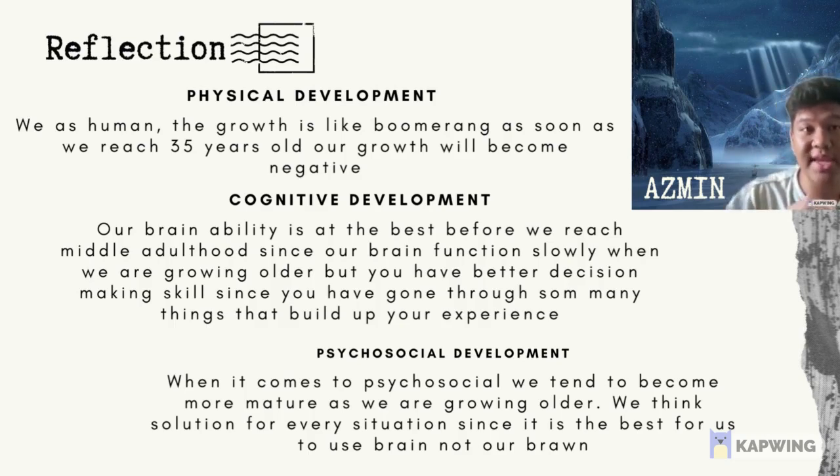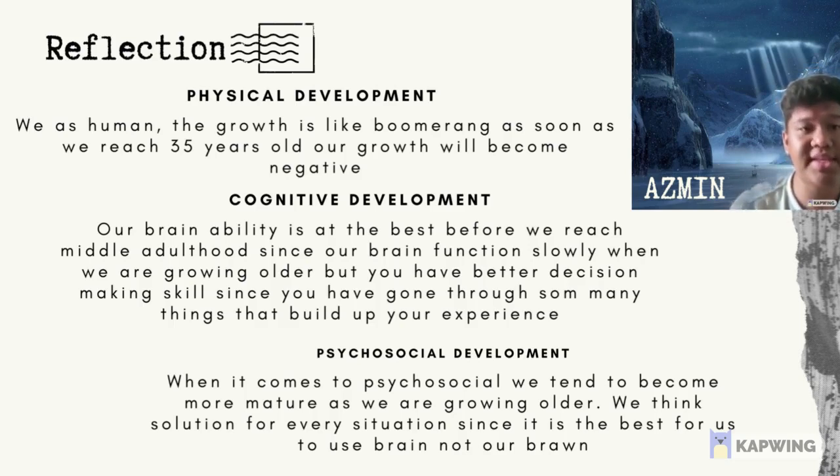our body will tend to become bigger and taller as we grow. But when it comes to the peak, which is 35 years old, our growth will become negative. For example, our body will bend for some people. Next will be cognitive development.